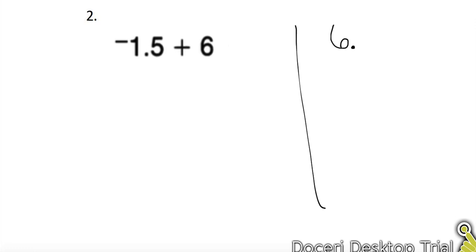So I have 6.0, which would be my 6, my larger absolute value. Then I'm going to subtract 1.5 from it. I have to line up my decimals. And in order to do this, I have to borrow. So this turns into a 10 if I borrow from the 6, which turns into a 5.